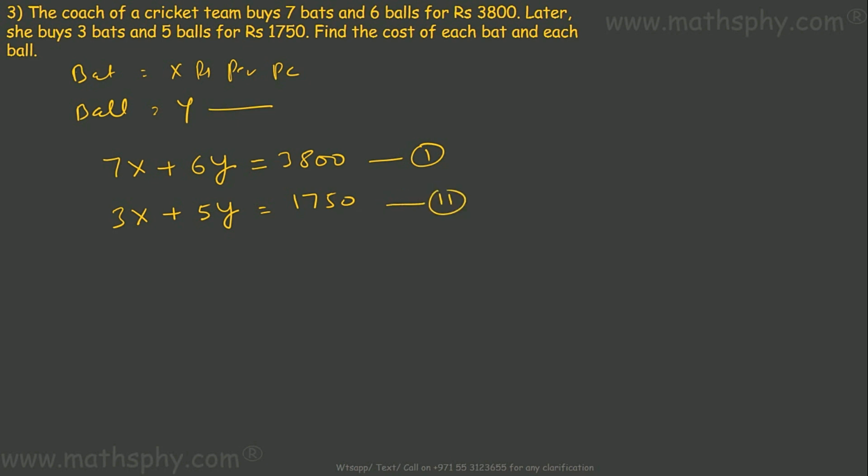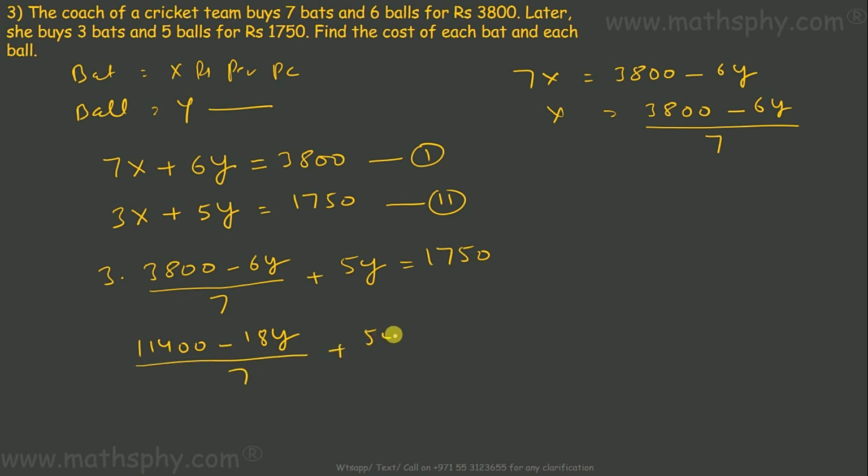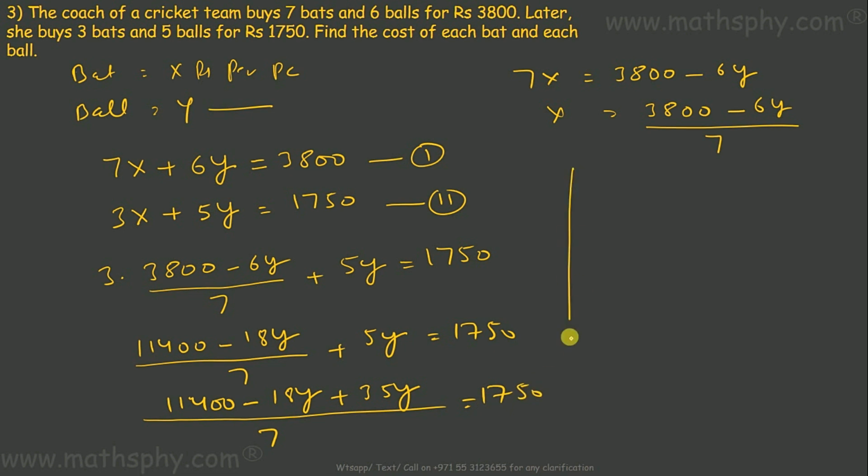That's the second equation. Okay, let's take up this one. So 7x would be 3800 minus 6y. So x would be 3800 minus 6y over 7. Let's replace this x with this value. So 3 into 3800 minus 6y over 7 plus 5y equals to 1750. So this will be 11,400 minus 18y over 7 plus 5y equals to 1750. So this will be 11,400 minus 18y plus 35y equals to 1750.